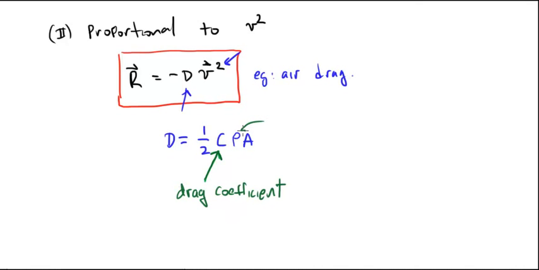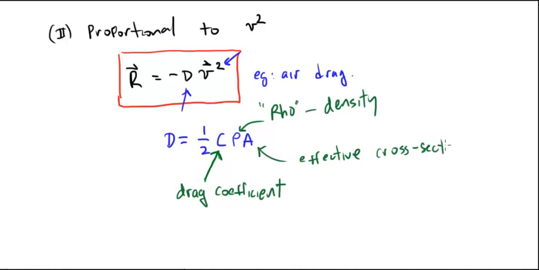Rho is the density. This is the Greek letter rho, and it's the density of the medium. Usually we're going to think about it as the air density. And finally, A is the effective cross-sectional area. By effective cross-sectional area, we're talking about that area which is perpendicular to the direction of the velocity, so perpendicular to the velocity vector.